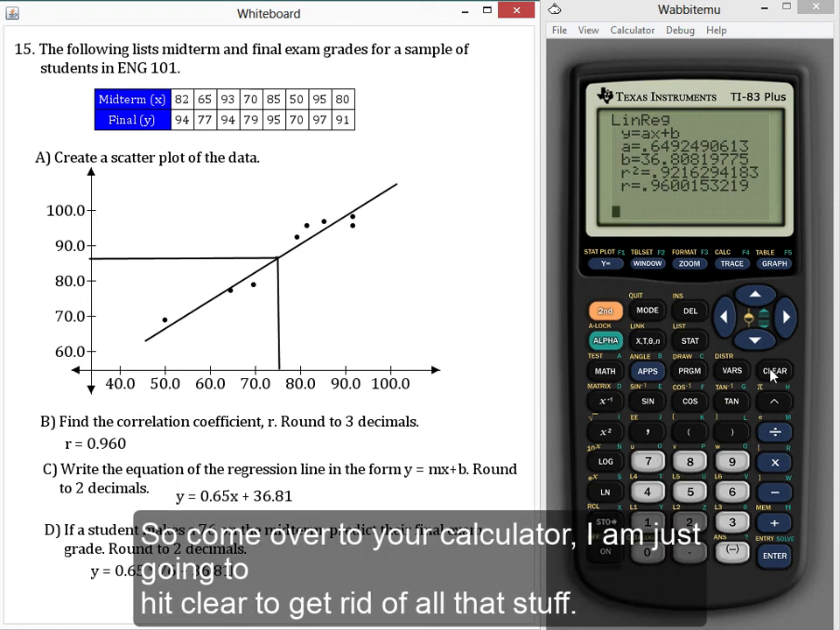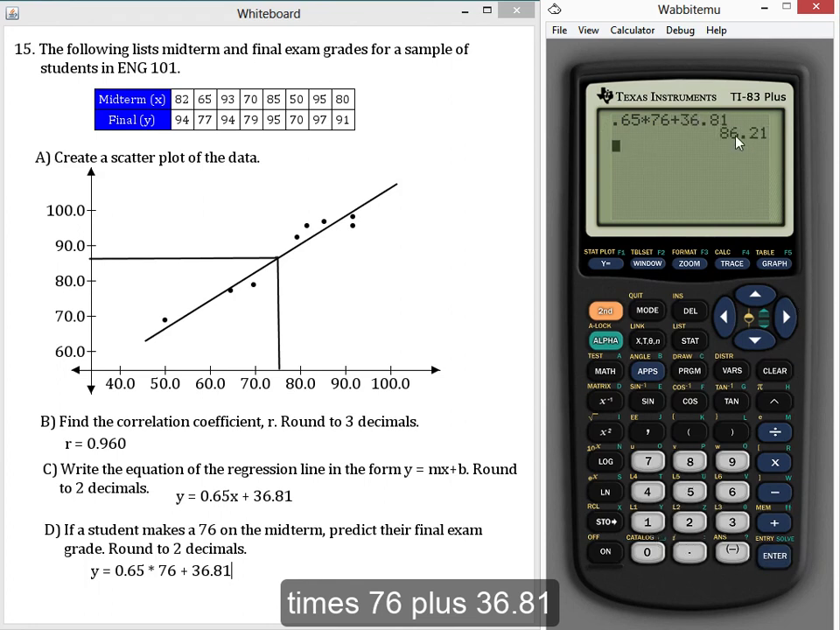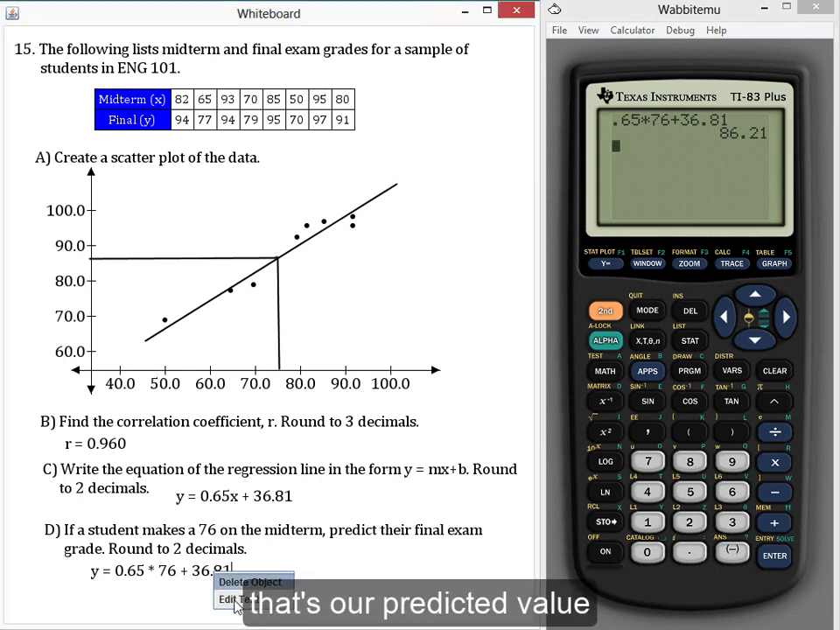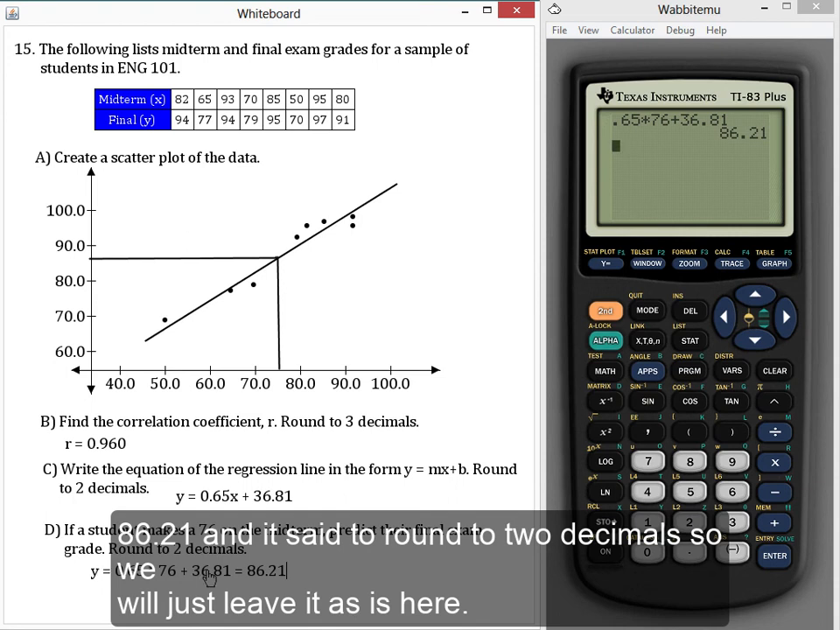So come over here to the calculator. I'm just going to hit clear to get rid of all that stuff. 0.65 times 76 plus 36.81, 86.21. So that's our predicted value. So equals 86.21. And it's said to round to 2 decimals, so we'll just leave it as is here.